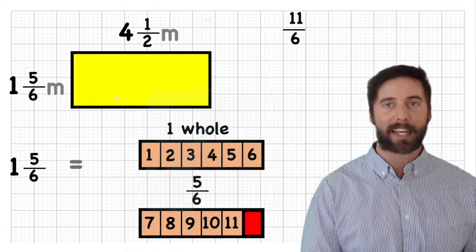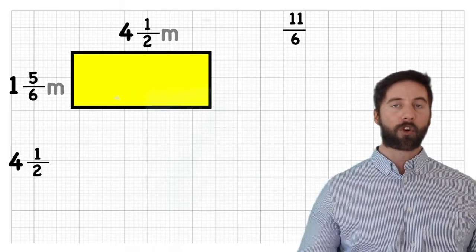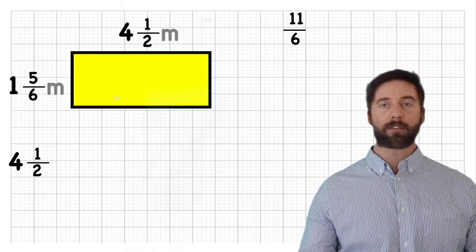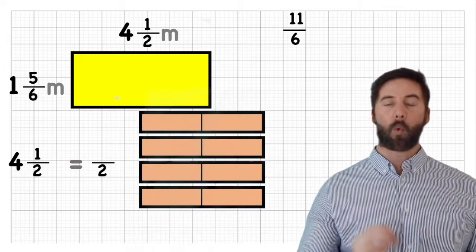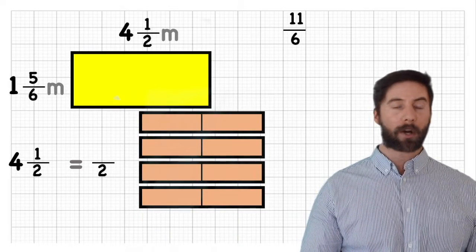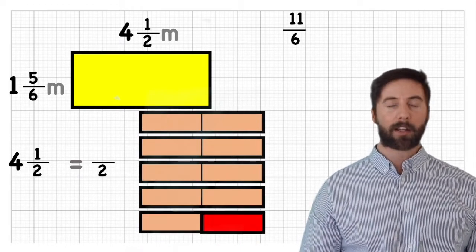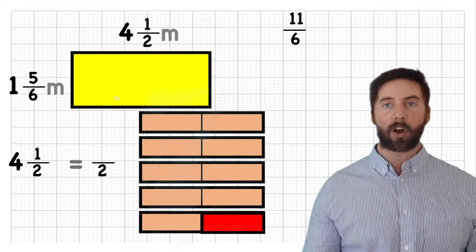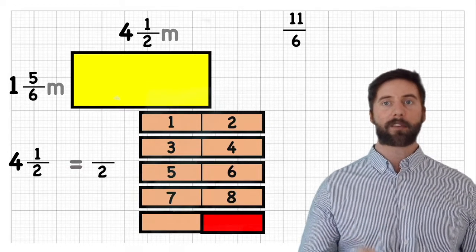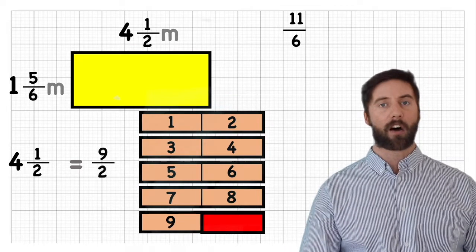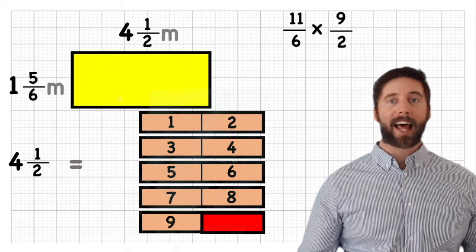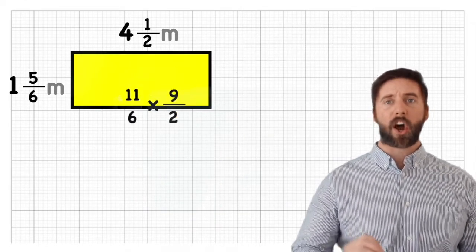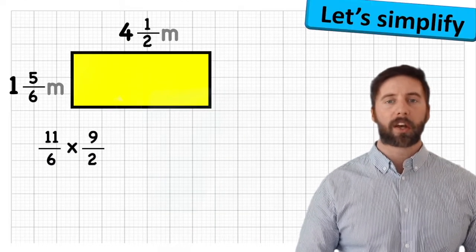Okay, 11 sixths. So for my next one, 4 and 1/2, again, everything is measured in halves. So I've got 4 whole chocolate bars, which were measured in halves: 1, 2, 3, 4 whole chocolate bars, and I've got half a chocolate bar. So in total, how many halves have I got? 1, 2, 3, 4, 5, 6, 7, 8, and then the ninth, 9 halves, okay? So my new improper fractions look like 11 sixths times 9 halves, or 9 over 2.